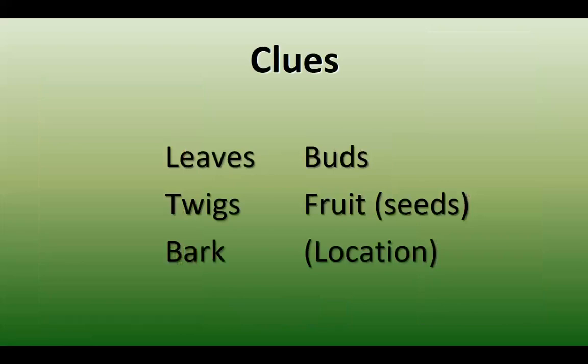So there are a number of clues that we can use as we try to ID the tree. Leaves, obviously, in the summer are a big one, but today is pretty much a naked tree walk. We will see some of the buds, and we'll also see the twigs. Won't see much in the way of fruit, but we'll see some flowers which lead to fruit, and bark. And I've put location in brackets because this is a park, and therefore people have planted these trees.